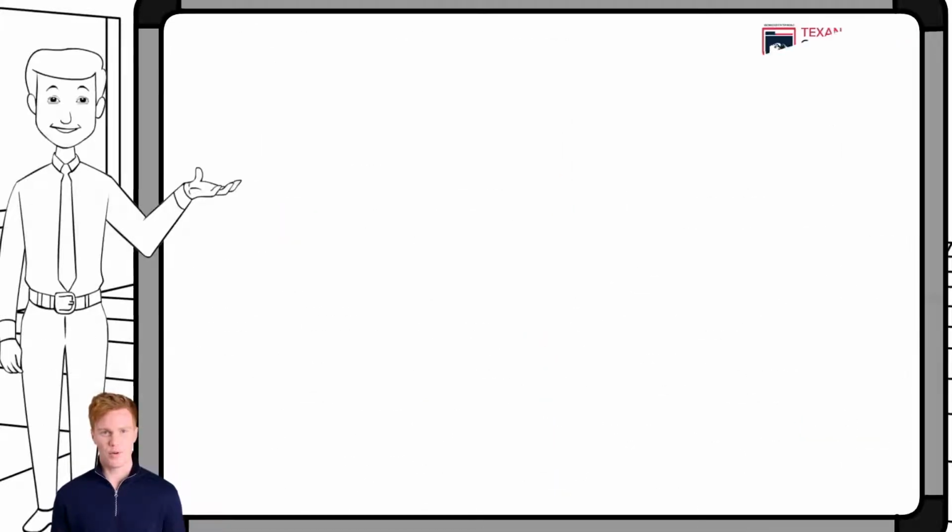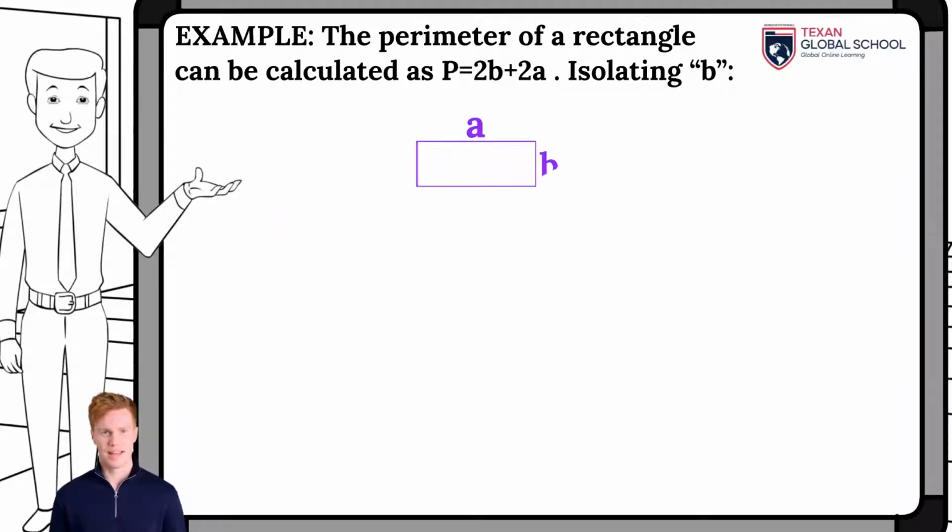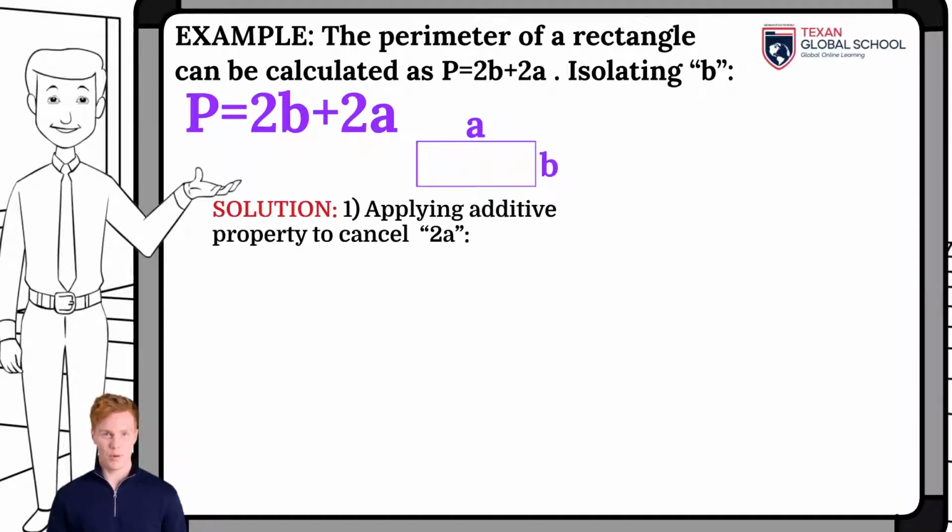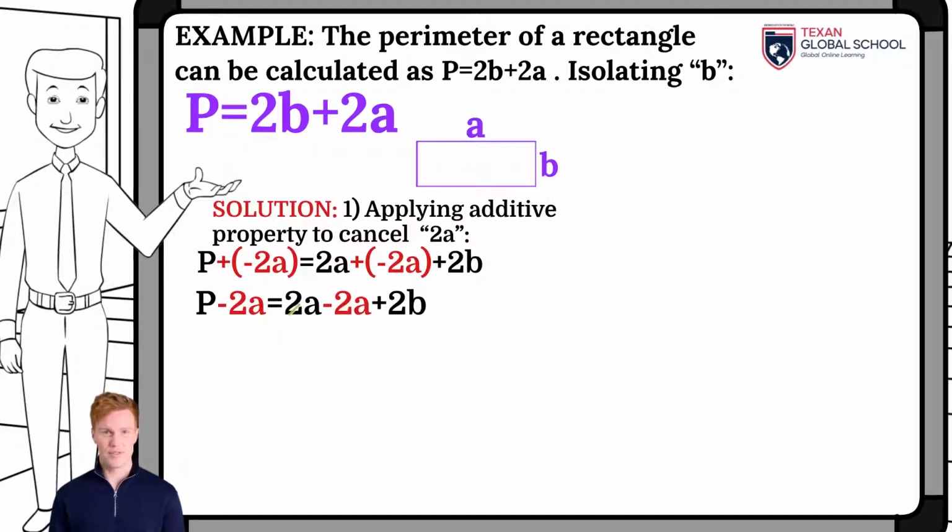For this example, we will use the formula to calculate the perimeter of a rectangle, which says that the perimeter is equal to the sum of the double of its sides. We will isolate b. We will then apply the additive property to cancel 2a, by adding the additive inverse, negative 2a, on both sides of the equality. By adding the additive inverse, we see that the 2a on the right side is cancelled, hence, little by little we are isolating the variable b.